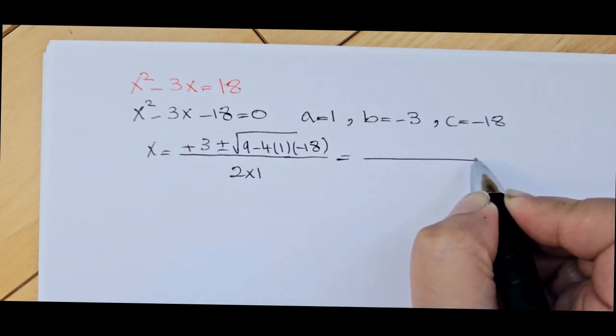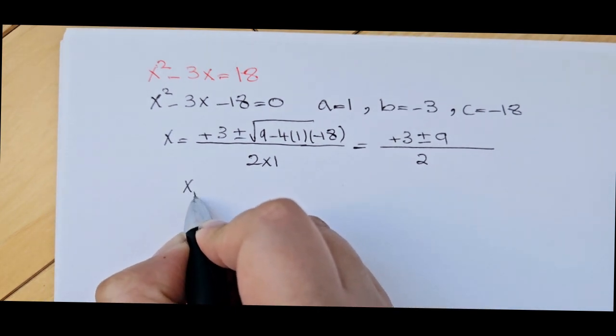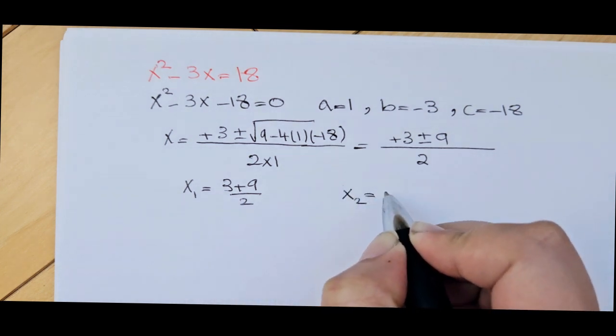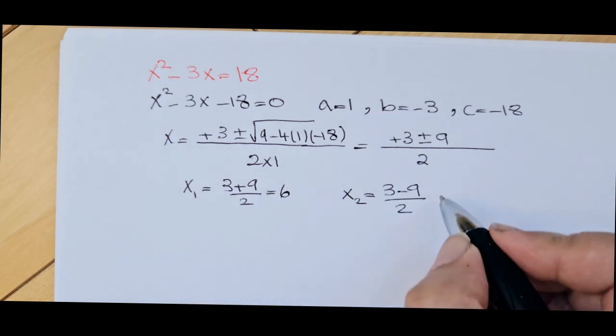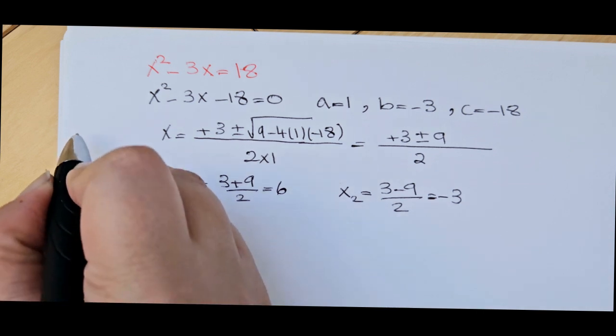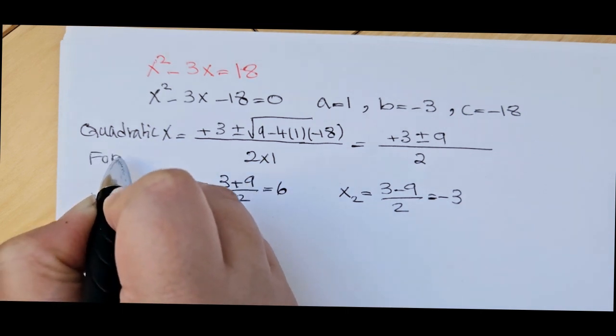Now let's simplify. Plus 3 plus and minus the square root of 9 plus 72, which is 81. The square root of 81 is 9, over 2. So your two solutions will be x1 would be 3 plus 9 divided by 2, and your other solution would be 3 minus 9 divided by 2. So from here, your answer is 6. From here, it's negative 3. Now, what method is this? Quadratic formula. Correct. Perfect.